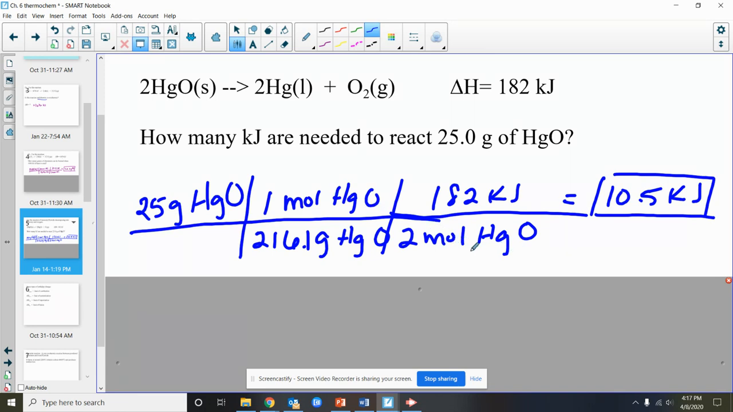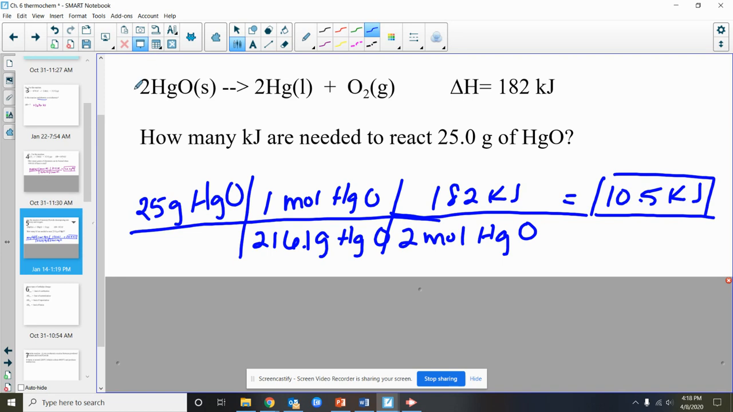Moles is going to go on the bottom because, again, whatever unit is here, I need to cancel. So I'm going to put moles of HgO down on the bottom, and then that's equal to my delta H, 182 kilojoules. Multiply across the top, multiply across the bottom, and when you are done, you get 10.5 kilojoules. So I need 10.5 kilojoules to react with 25 grams of mercury II oxide. If I was only given 25 grams, I would need about 10 and a half kilojoules in order to get that to decompose like you see it here.